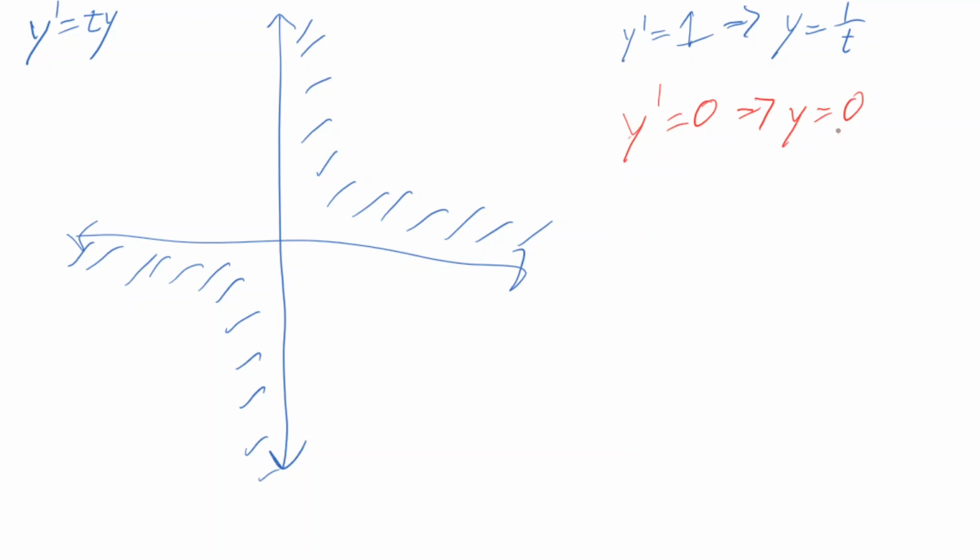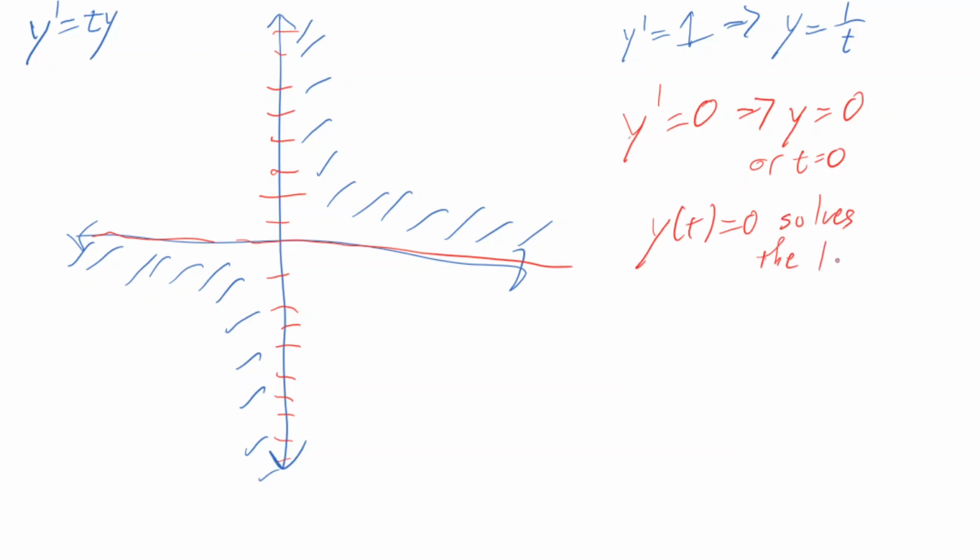If y prime equals 0, that tells us that t times y is 0, so either y is equal to 0 or t is equal to 0. So on both axes, the slope is going to be 0. And you can see that that gives us a solution to this differential equation, y of t equal to 0, the constant function. That solves this differential equation. You can get 0 on both sides.